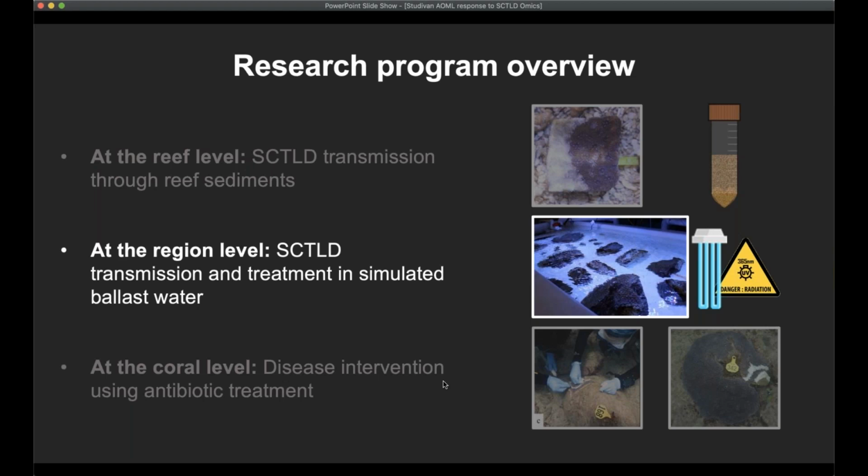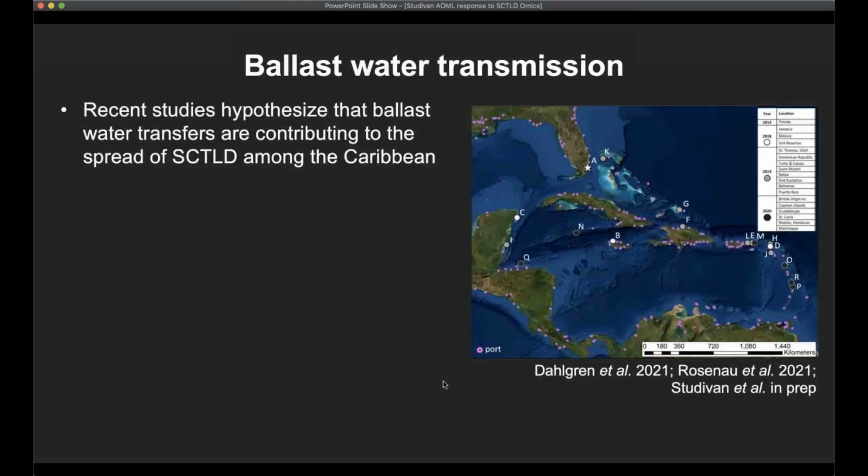And so one of the suspected modes of transmission is ship's ballast water. I will jump into that right now. There have been a couple recent studies that hypothesized that ballast water transfer, or the movement of water in and out of ships' ballast tanks to maintain stability among ports, might be contributing to the spread of SCTLD among the Caribbean.